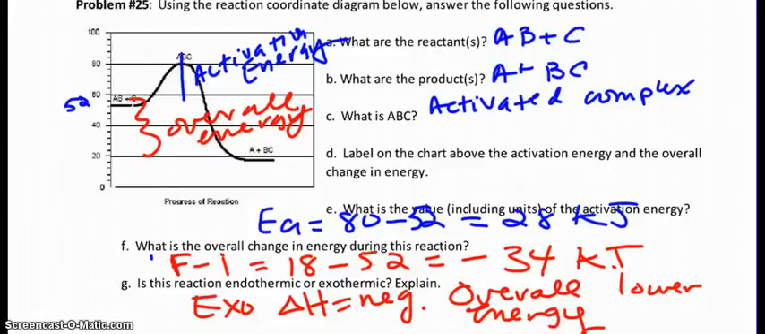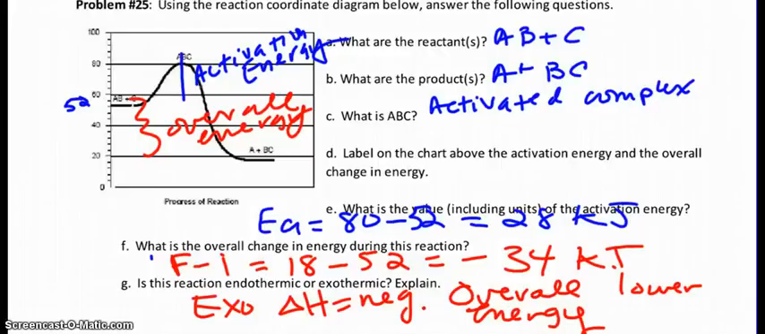I labeled the charts. Blue is the activation energy. The red is the overall change. Activation energy is the top of the hump minus the amount of energy at the reactants. Actually, it took me a few minutes to figure out what that number was. I figured about 52. Hopefully, you got something very similar. And then the overall change in energy is final minus initial, so it looks like about 18 minus 52.